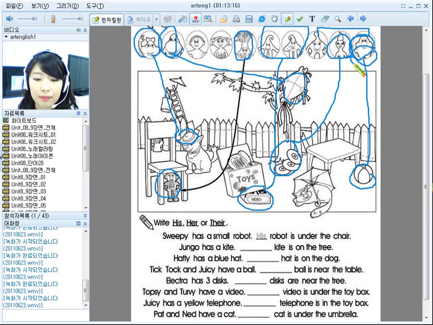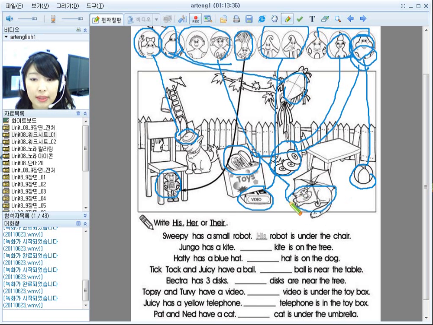Juicy has a yellow telephone. His telephone is in the toy box. And Pat and Ned have a cat. Their cat is under the umbrella. Very good.